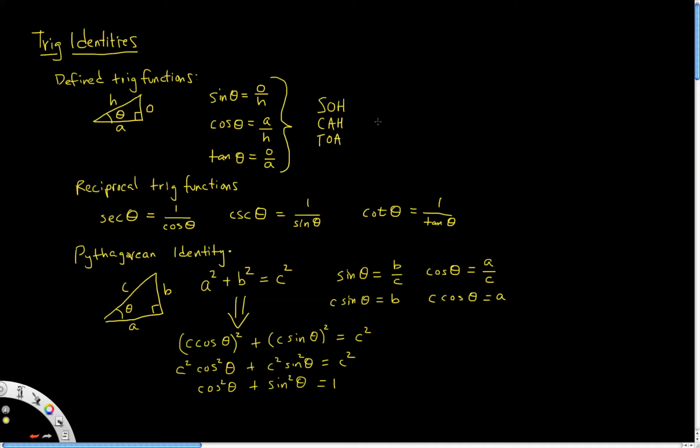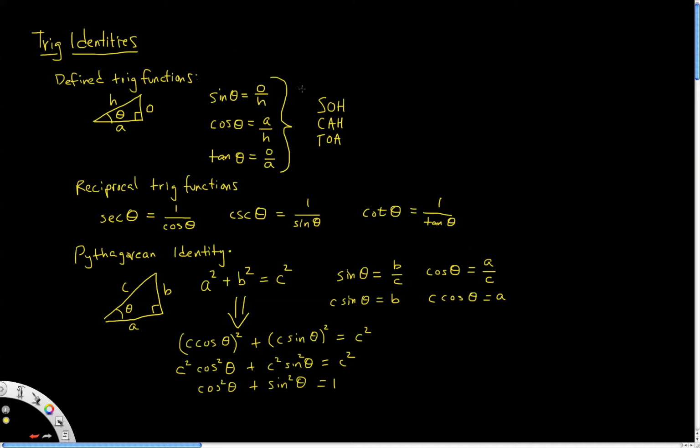A convenient way of remembering these definitions is this little saying, SOHCAHTOA, which stands for sine, cosine, and tangent, and then it gives you opposite over hypotenuse, adjacent over hypotenuse, and opposite over adjacent. Alright, so those were our basic three trig functions, and again, they relate an angle theta to the three sides of a right triangle, of any right triangle.